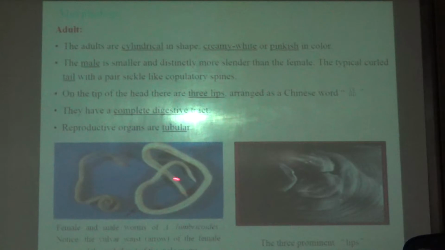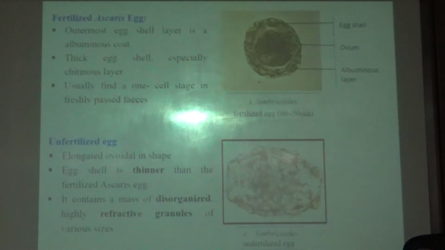They are cylindrical in shape, as you can see here. Male is smaller and distinctly more curved than female. So which one is male, which one is female in this? Yes. On the tip of the head there are 3 lips. These 3 lips are arranged like a Chinese word like this. They have a complete digestive tract, and reproductive organs are also there, which are tubular.